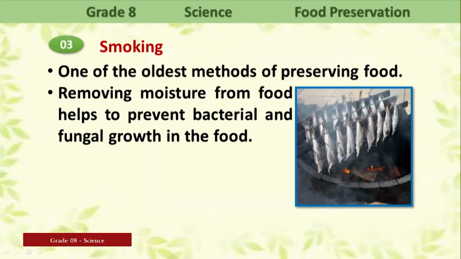Removing moisture from food helps to prevent bacterial and fungal growth in the food. You know that while smoking, the heat is provided to the food, then it removes the moisture from the food item and it helps to prevent the bacterial and fungal growth in the food.